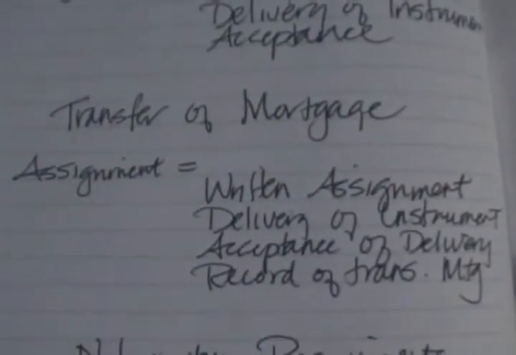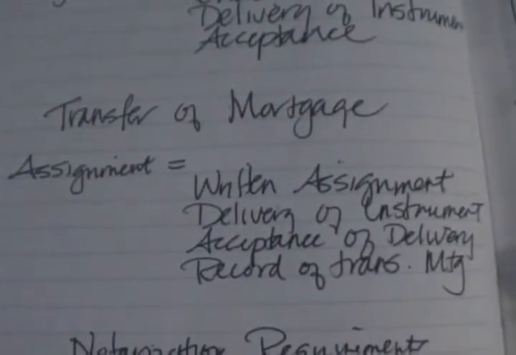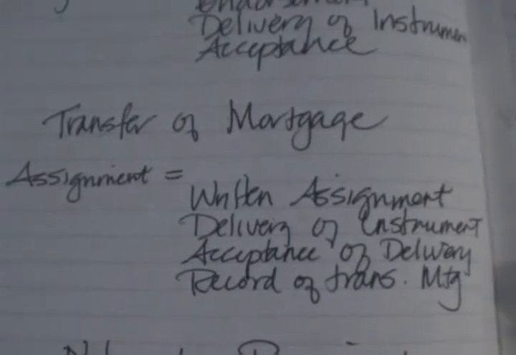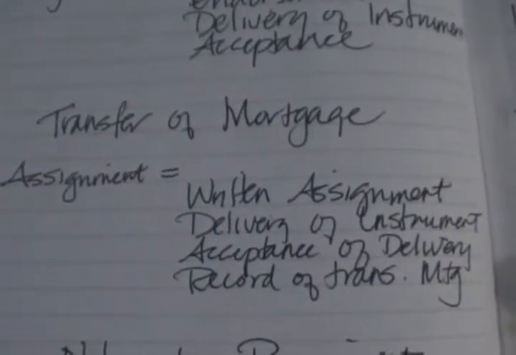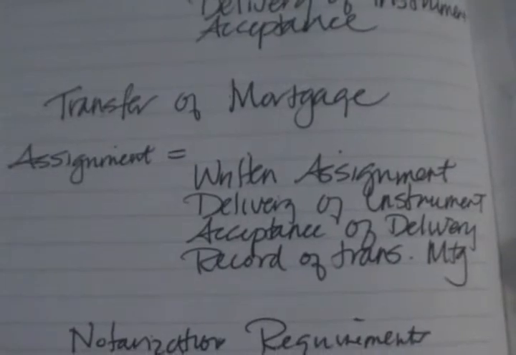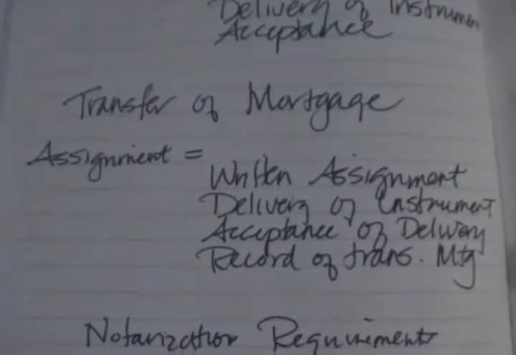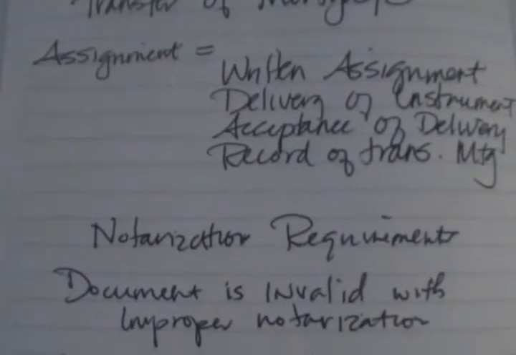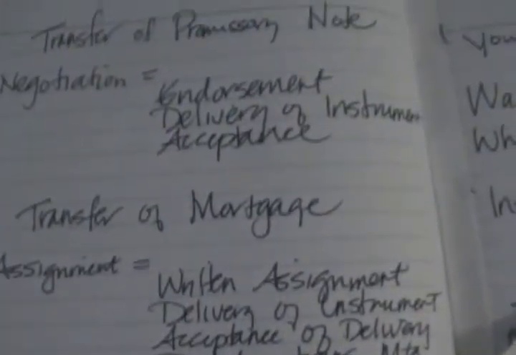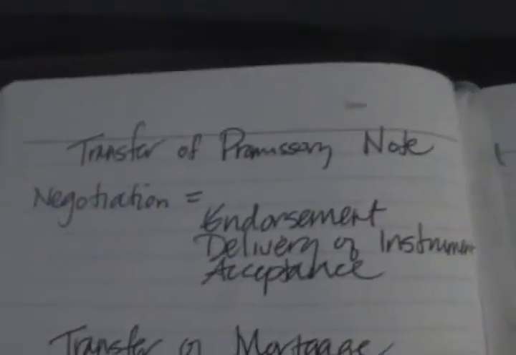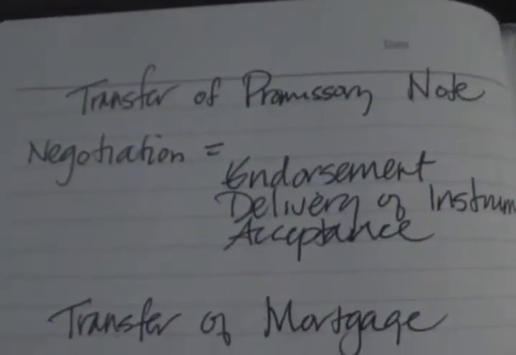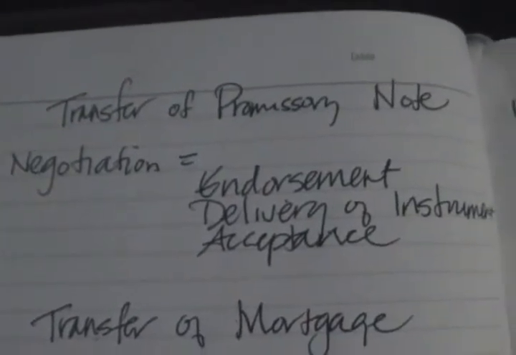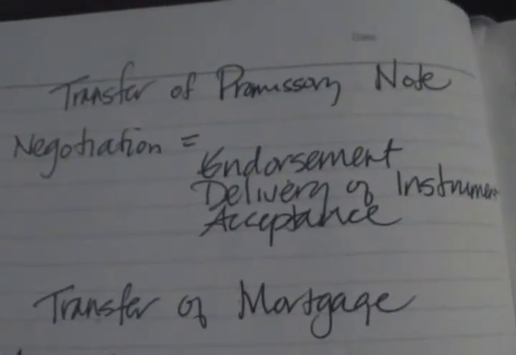Now, a question about assigning the mortgage and how MERS comes into play. Pretty much to transfer a mortgage, these are the requirements. But according to MERS, it's by virtue. I don't know what that means. And it has to be notarized. Right? The transfer of a promissory note, a negotiable instrument. These are the requirements.